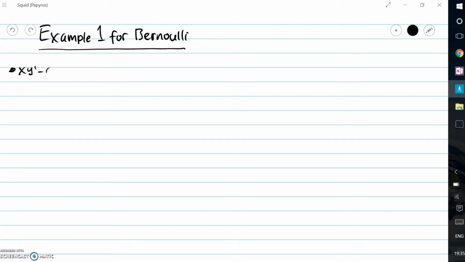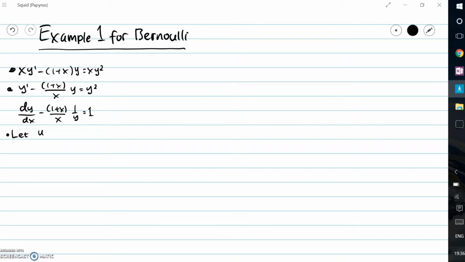Here's the first example of how we can use Bernoulli. Remember, the first step is to isolate the y prime, so divide both sides by x. Then we have to divide the right side by y to the power of n, which is y squared in this question. Now we can let u equal y to the power of 1 minus n, so u is 1 over y. Remember to also calculate du over dx.